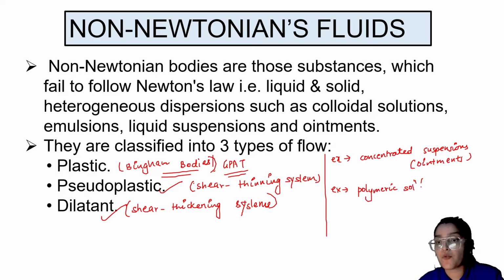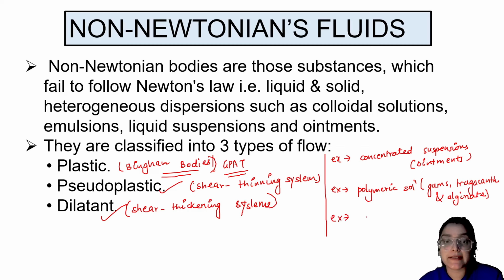Polymeric solution of what? Gums, of tragacanth and SSS. Okay, and the third one is the dilatant. The example of the dilatant we have mentioned, these were the shear thickening systems. These are exhibited by the deflocculated suspensions. Okay students, very important.